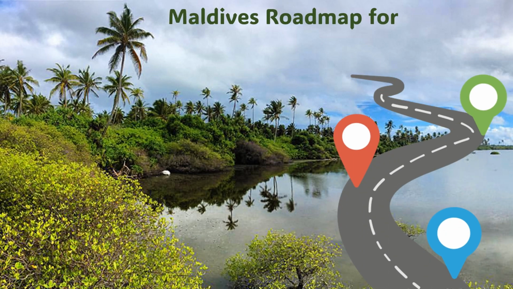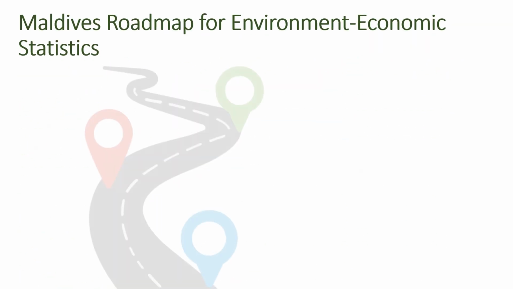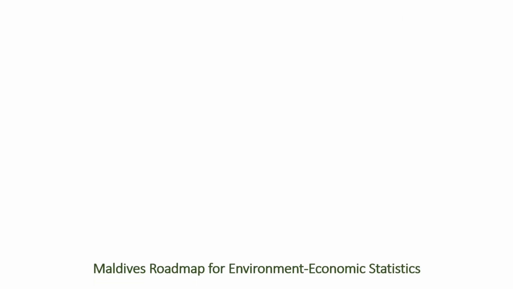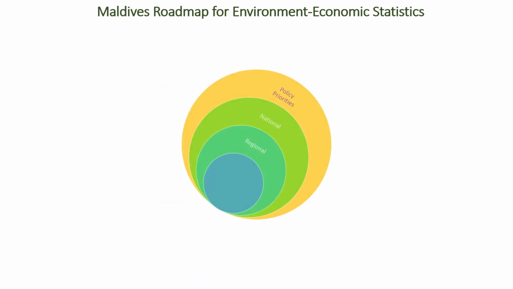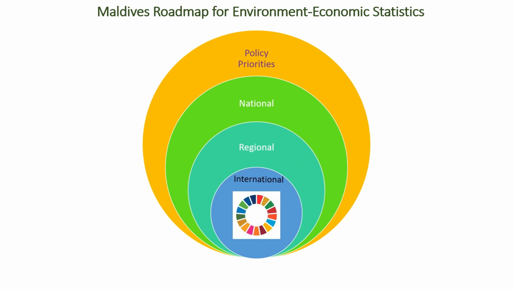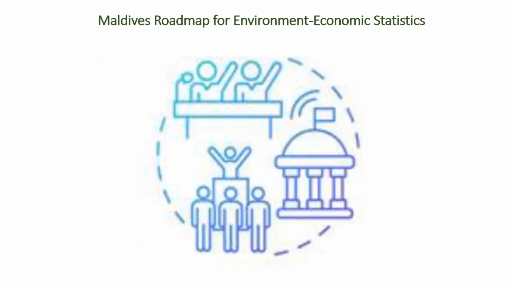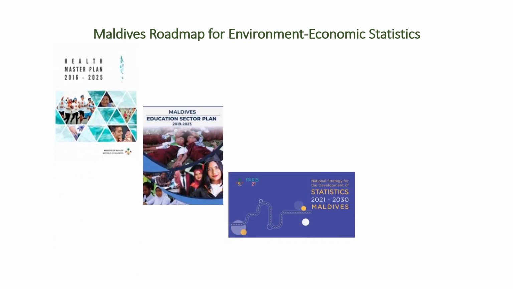Maldives Roadmap for Environment Economic Statistics. The roadmap has been compiled with guidance at ministerial level and with the participation of many stakeholders, with the objective to improve integrated environment economic statistics in alignment with SEEA. The roadmap identifies the national policy priorities and pathways for sustainable development. It identifies the institutional mechanisms which establish roles and responsibilities of stakeholders in order to fulfill reporting obligations of policy priorities and multilateral environmental agreements.